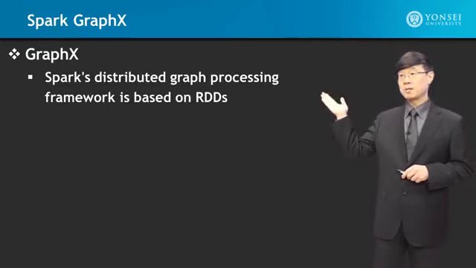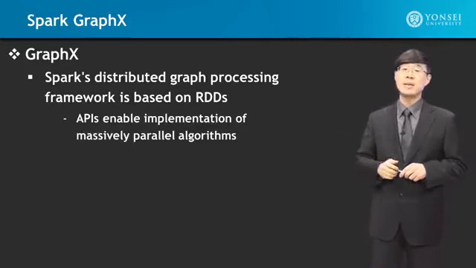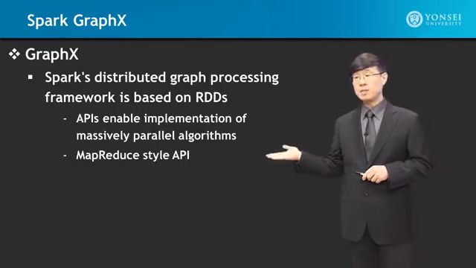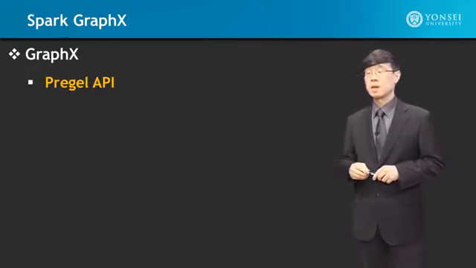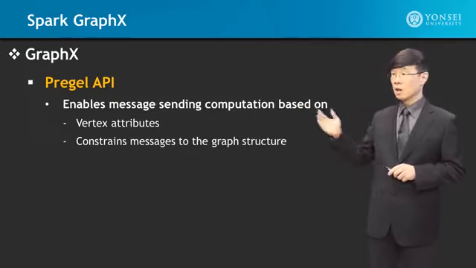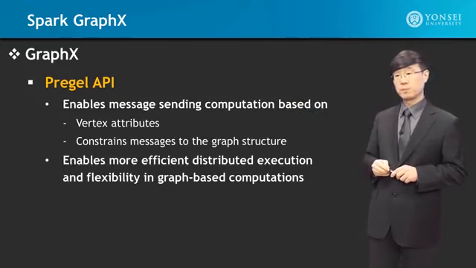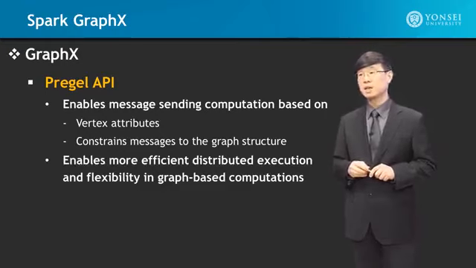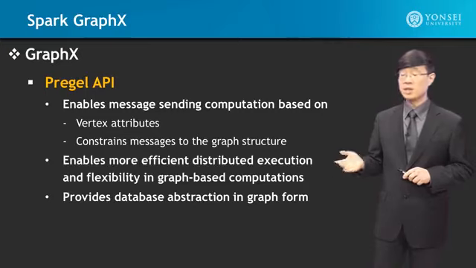Spark's distributed graph processing framework is based on the RDDs where the APIs enable implementation of massively parallel algorithms and MapReduce style APIs and Pregel APIs. Pregel API enables message sending computation based on vertex attributes and constraint messages on the graph structure. It enables more efficient distributed execution and flexibility in graph-based computations, and provides database abstraction in graph form.